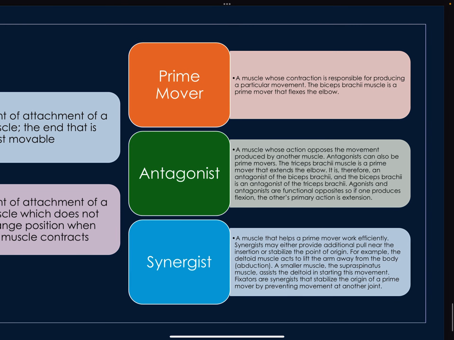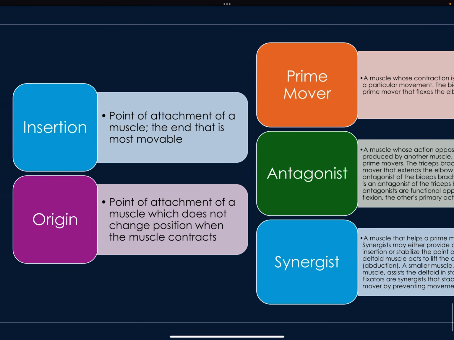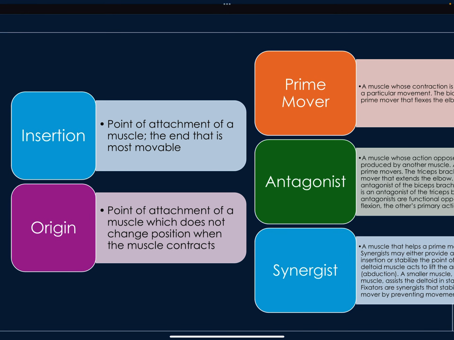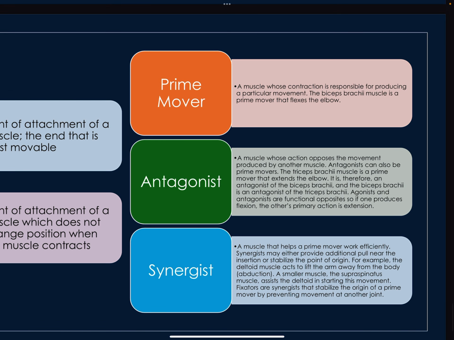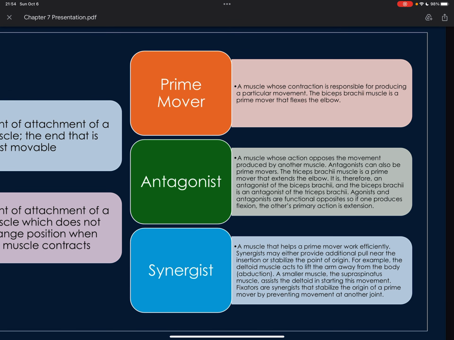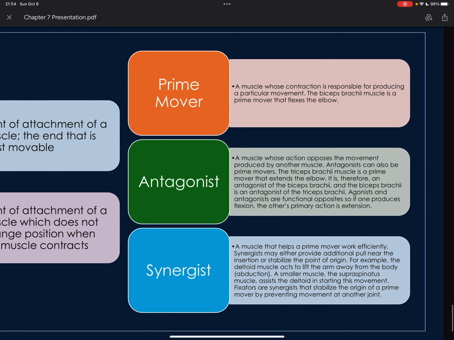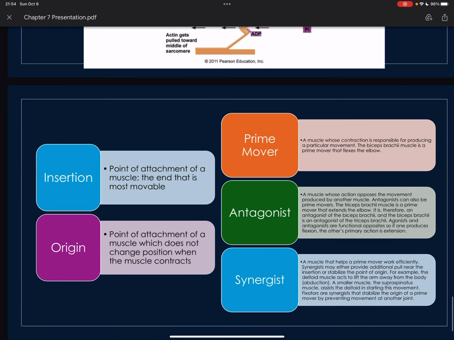So it's very important that we know where the insertion and origin are, because, as we said right here, fixators are synergists that stabilize the origin of a prime mover. So we're talking about the origins of some of the muscles, and the insertions of some of the muscles. They all just really work together. Well, of course they work together, because it's a presentation about the skeletal system. Yes.